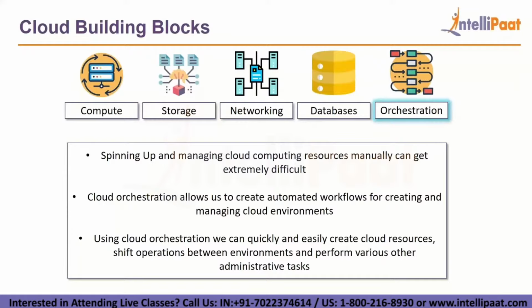Cloud orchestration allows us to automate the workflow of creating and managing cloud environments. Here you can specify, I want three servers to be running all the time and four servers to be added at most when the traffic spikes. This will be done automatically by the cloud computing services, so you don't have to worry about it. Using cloud orchestration, we can quickly and easily create cloud resources, shift operations between environments, and perform various other administrative tasks. And we can automate a lot of these tasks ourselves. This is what makes it so important and so useful.